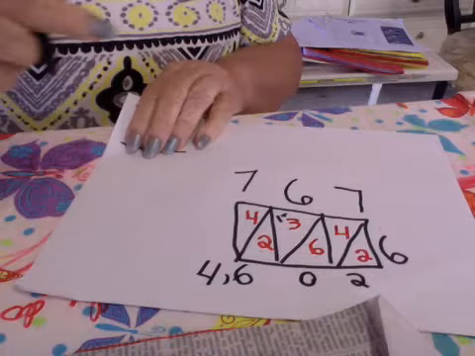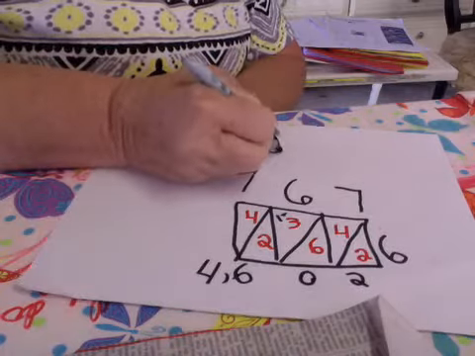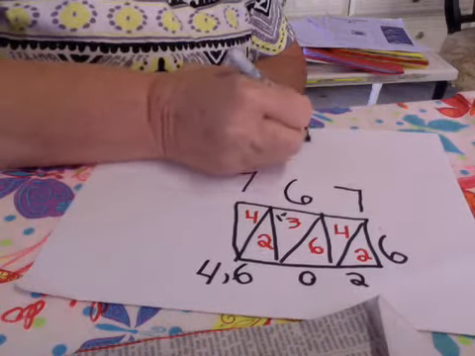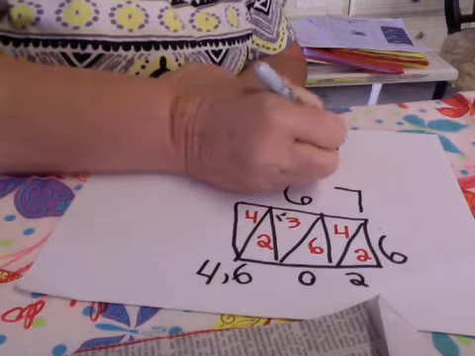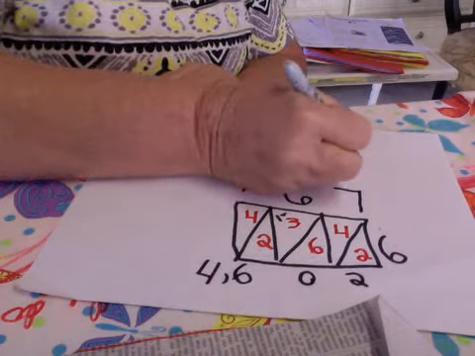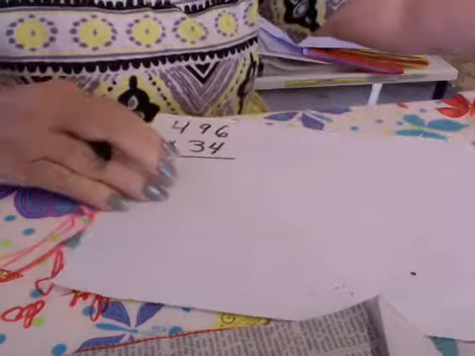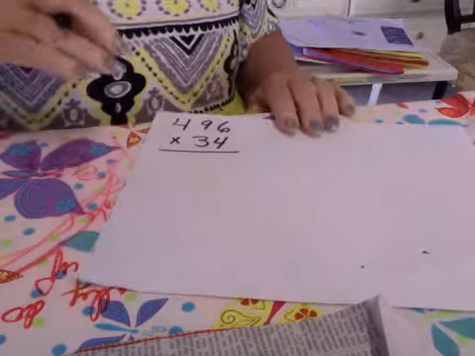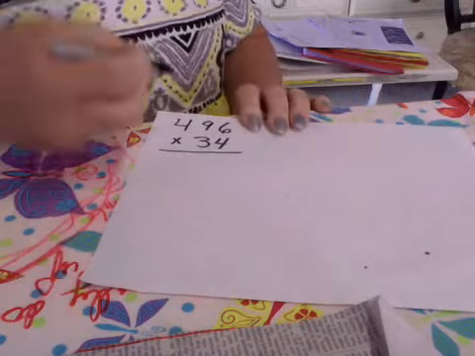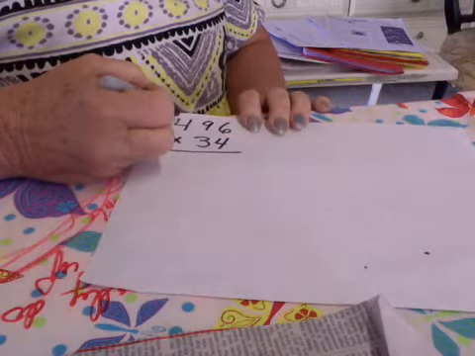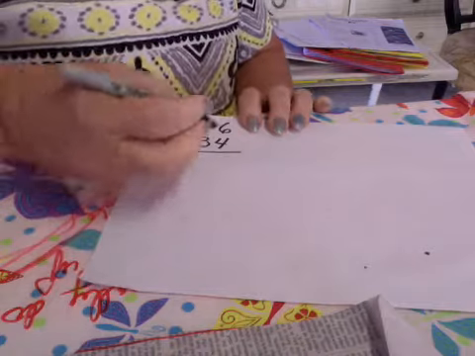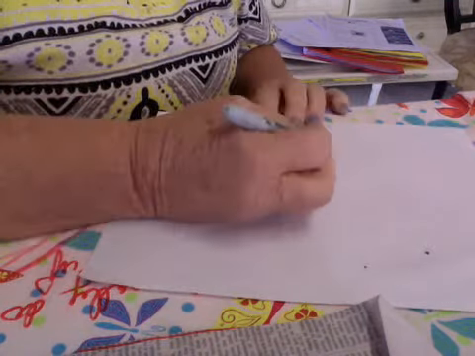Remember what we call this? We call this the lattice method. Okay, let's do one that's a little bit harder. Okay. Now we have 3 by 2. But we set it up the same way.